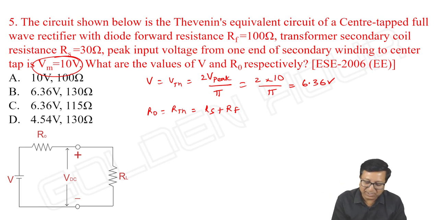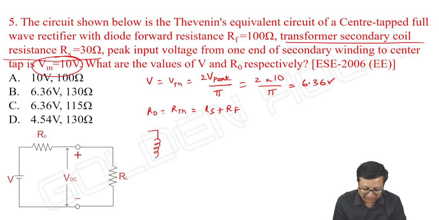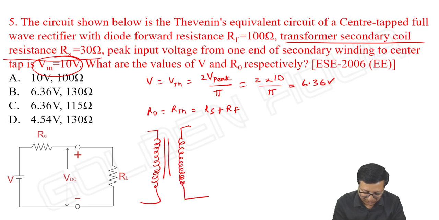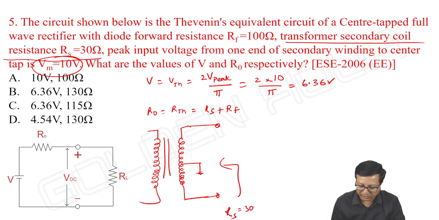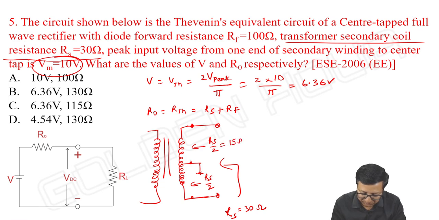But here, what they mentioned is the transformer secondary coil resistance. Transformer secondary coil resistance doesn't mean the resistance from one end of the secondary winding to center tap. It is the total resistance, right? What is the total resistance looking into this? That is taken as RS, whose value is 30 ohms. But in our notation, the resistance between these two terminals we took as RS. Now it should be RS by 2, the resistance between these two terminals, whose value is 15 ohms.